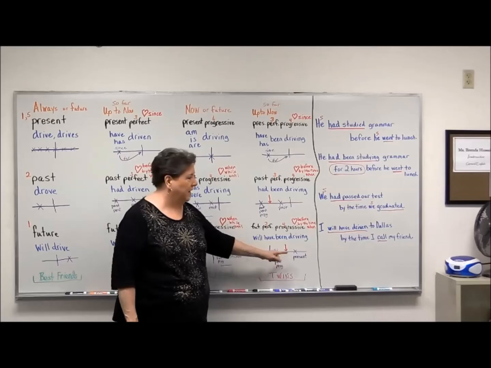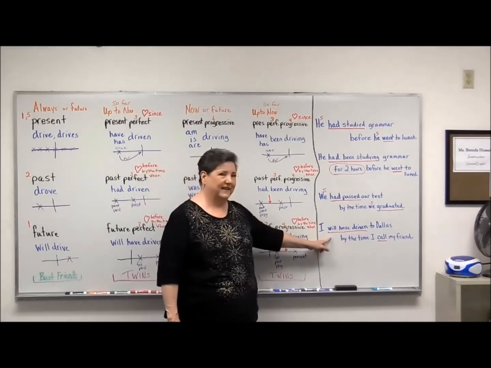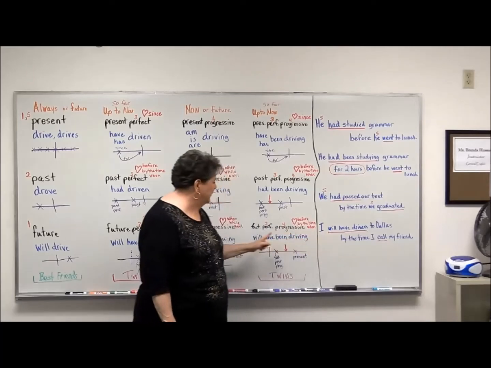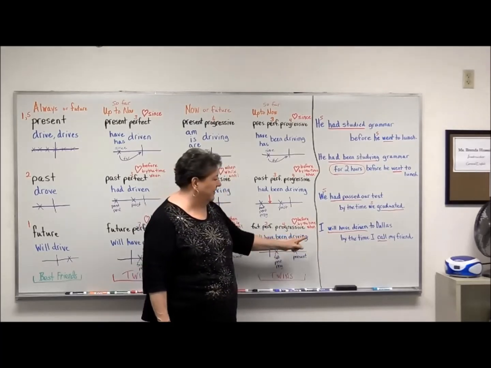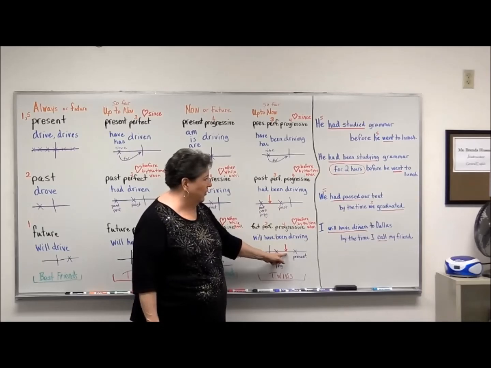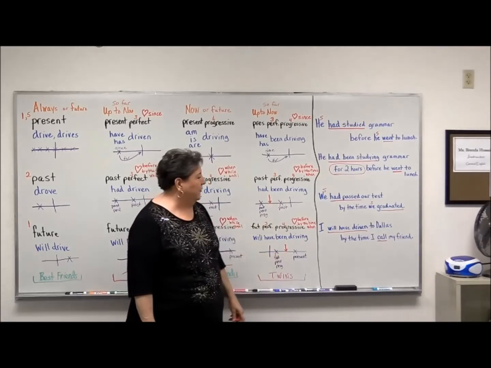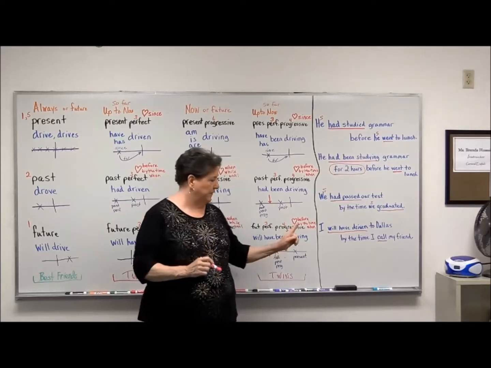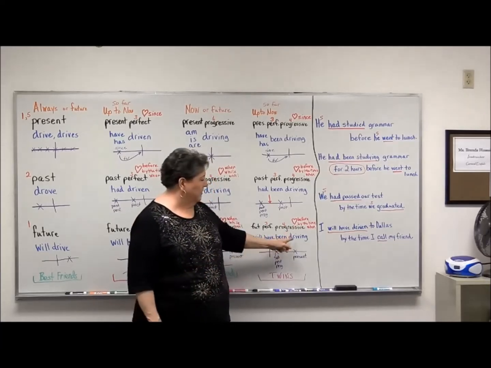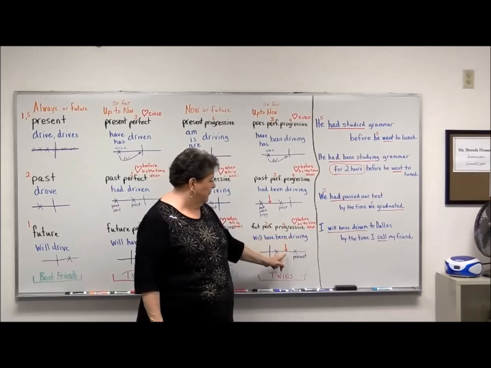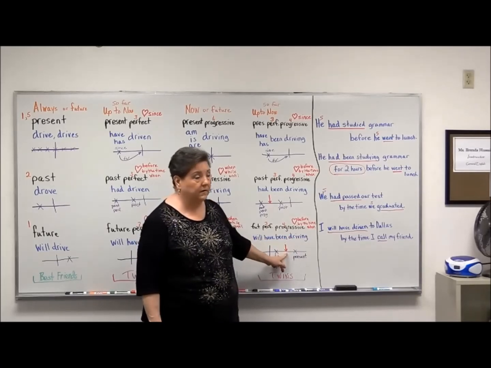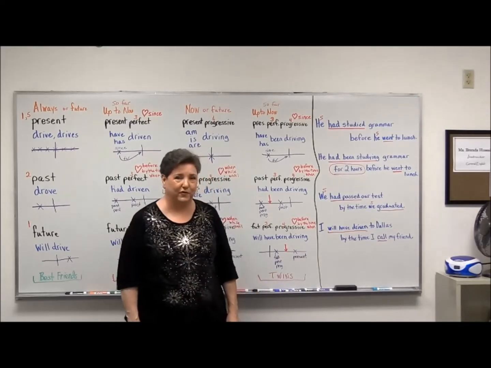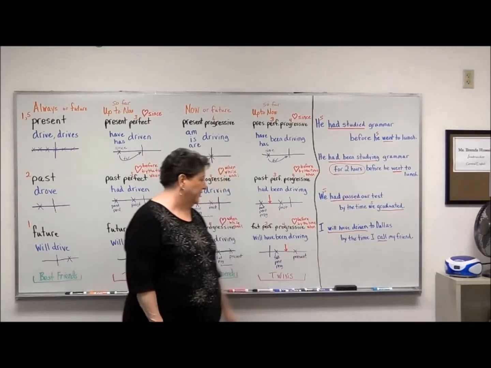me for how long. So I didn't write the second example, but I think you can probably do it now. Let's use will have been driving, and we have to say for how long. I will have driven to Dallas by the time I call my friend. I will have been driving for 4 hours by the time I call my friend. You have to say for how long in the future perfect, progressive.